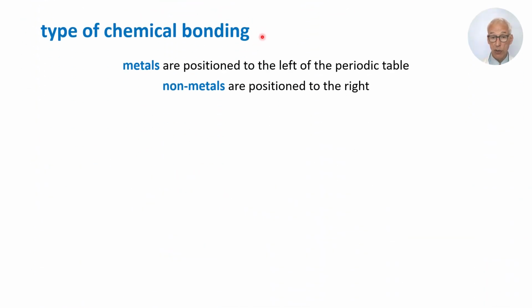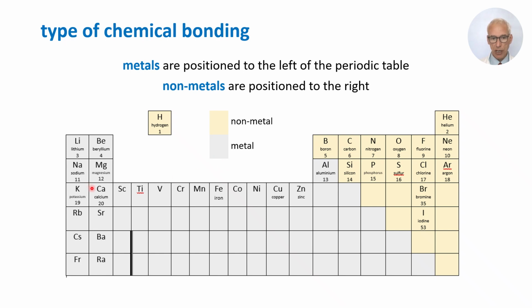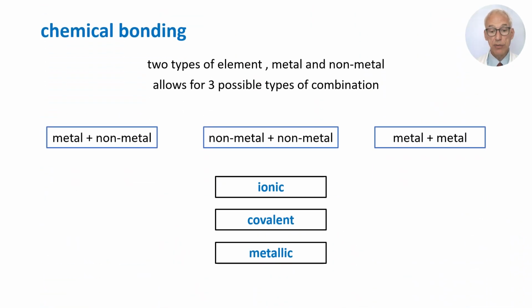Predicting the type of chemical bonding in a compound relies on ideas on metals and non-metals. Metals are positioned to the left of the periodic table. Non-metals, except for hydrogen, are positioned to the right. The two types of element allow for three possible combinations. We can have a metal and a non-metal, two non-metals, or a mixture of metals. We therefore need three different theories of bonding.